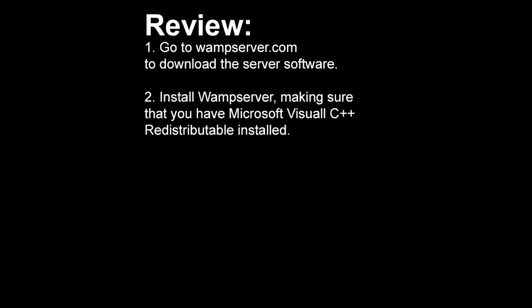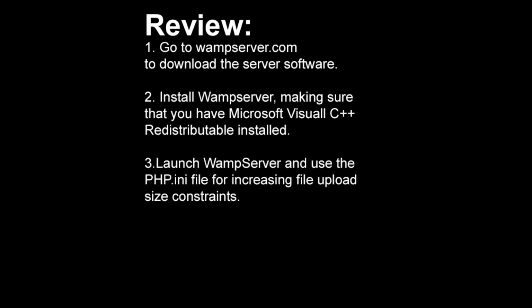Now, before you go, let's go ahead and review the major steps of this tutorial. First, you will need to go to WampServer.com to download the server software. Second, you will need to install WampServer, making sure that you have Microsoft Visual C++ Redistributable installed. Third, you will need to launch WampServer and use the php.ini file for increasing the file upload size constraints.